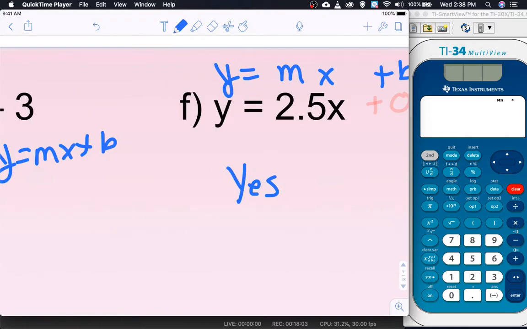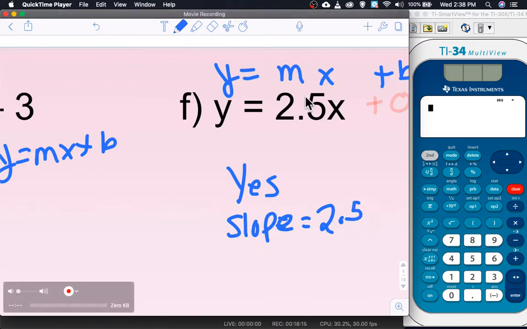So this is slope-intercept form. The slope, I spelled slop. The slope is 2.5. That's the number attached to the x. The y-intercept here is this 0.